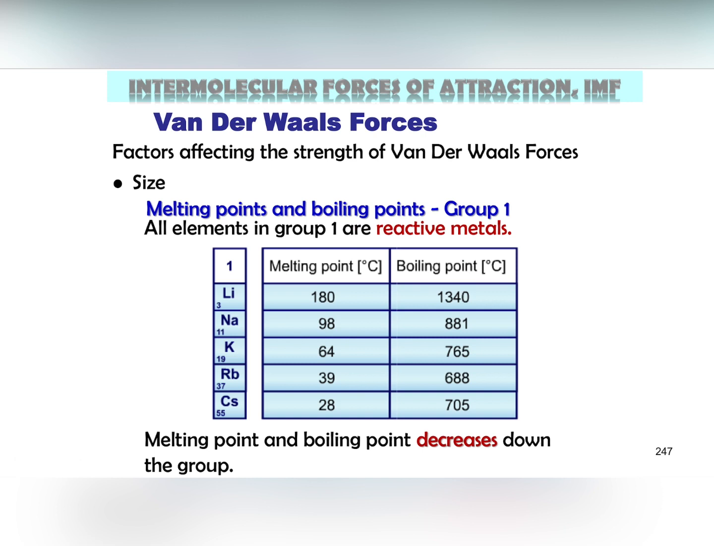Alright, so let's have a look at the factors affecting the strength of van der Waals forces. So kalau melting point and boiling point for group 1, okay, so kita tengok kat sini, all elements in group 1, they are reactive metals. So kita ada lithium, sodium, potassium, rubidium and cesium. So you can see as you go down group 1, melting point generally decreases, and also boiling point you can see the trend generally decreases.